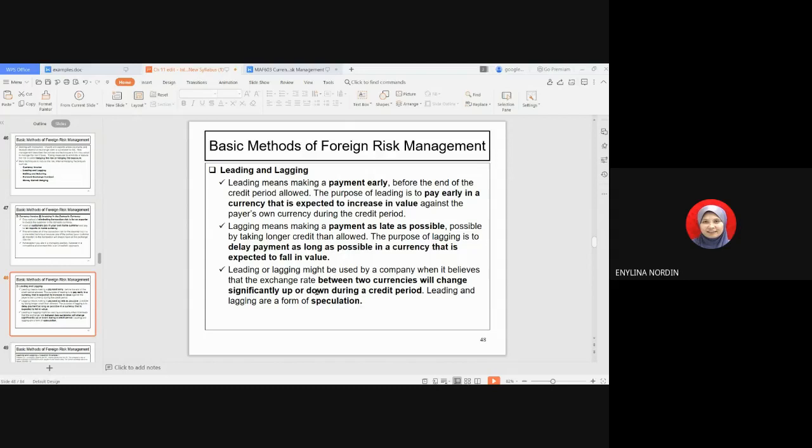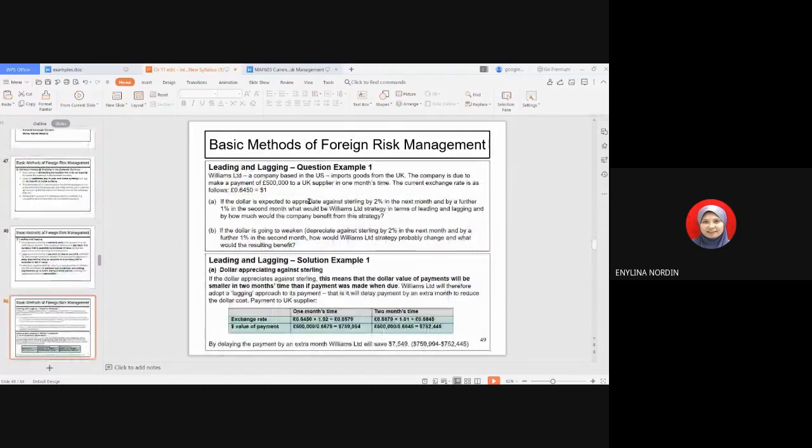We refer to the example. In the example, it is stated that a US company imports goods from the UK, and the US company is due to make a payment of 500,000 pounds. So the payment is in pounds, and you have to take note of that. The payment by the US company is in pound sterling to the UK supplier in 1 month's time.